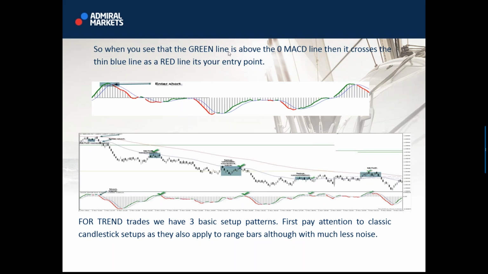So, guys, when you see that the green line is above the 0 MACD line, and it crosses the thin blue line as a red line here, it's your entry point for shorts. Just watch this screen, it's easy. So you see again consolidation, but this time red is above blue. When red is above blue, it's clear that you should enter short trades. You received a short signal, and MACD should be above the 0 line for a short signal. And you see, bang, it went down.